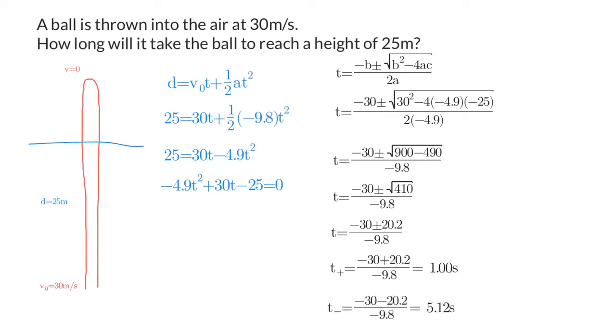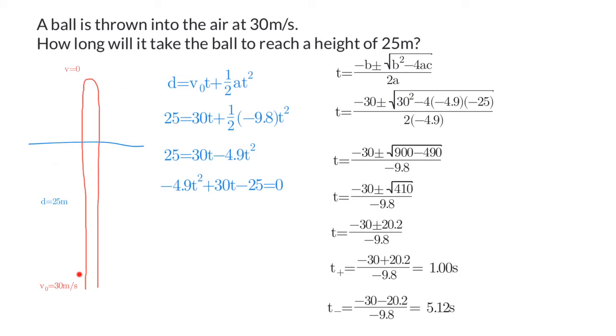So as you can see, we actually get another time that's positive again. It's not that one's negative and one's positive. Both of them are positive. So how do we know which is the correct one? Well, the fact is that both of them are actually correct. The question asks, how long does it take the ball to reach a height of 25 meters? It doesn't say if that happens to be on the way up or on the way down.